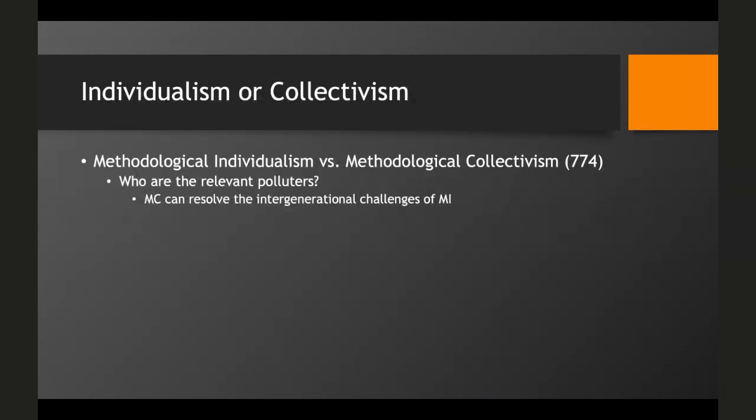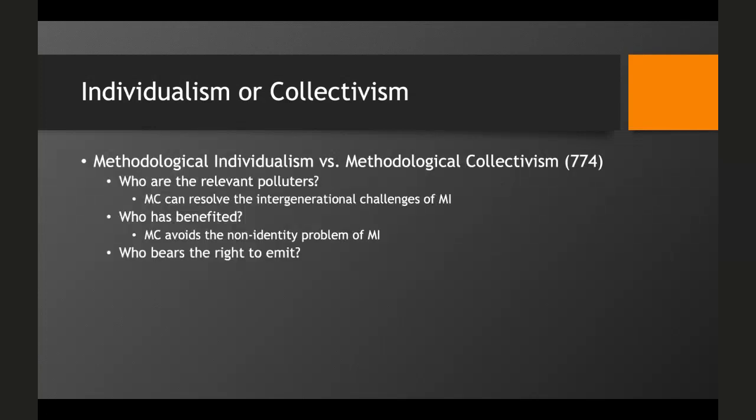So it might make sense to say that collectives, so the United States or Germany or Japan, that last over time, even as individual citizens of these countries pass it on, are the relevant polluters, rather than looking at individuals. Similarly, if we're looking at the question of beneficiaries, a collectivist approach, looking at societies or communities or collective groups as the relevant agent, avoids the non-identity problem because we're not looking at this question of individual identity.